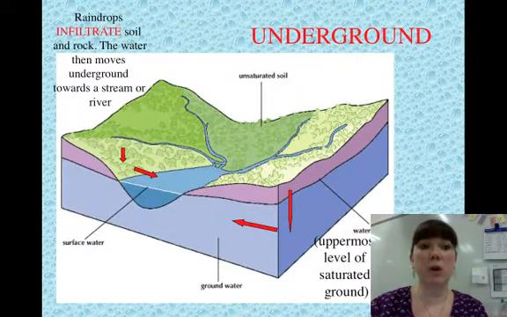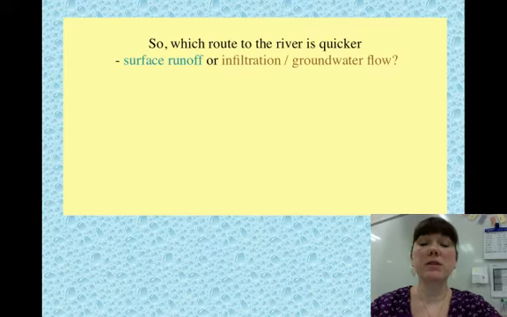We also have underground water flow. This is when raindrops infiltrate the soil and the rock, and then the water moves underground towards the stream or the river. So the question is, which route to the river is quicker, surface runoff or groundwater flow?